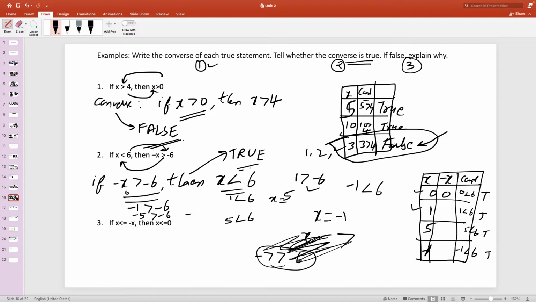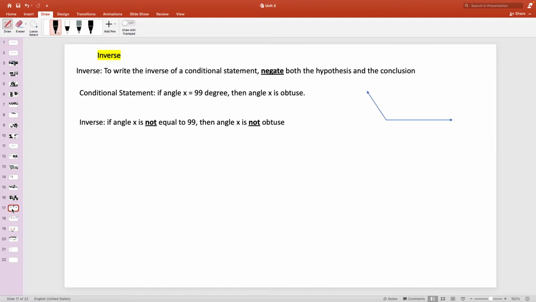So hopefully this is making sense now. There's a conditional statement given. We first write the converse, and then we test various values of x where the converse is true or false. Even if we find one situation where it is false, it would mean that the converse is false, which means it is not true all the time. Okay, I will skip this problem. We'll move on in the interest of time.